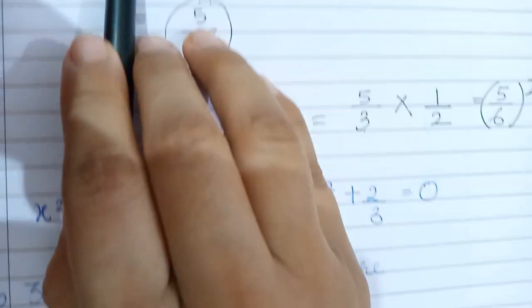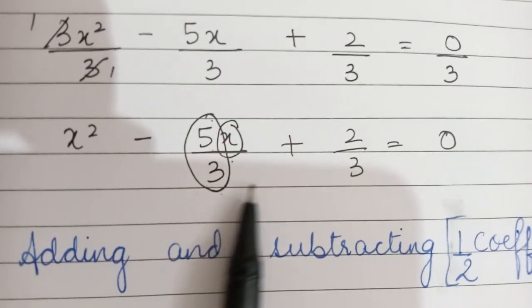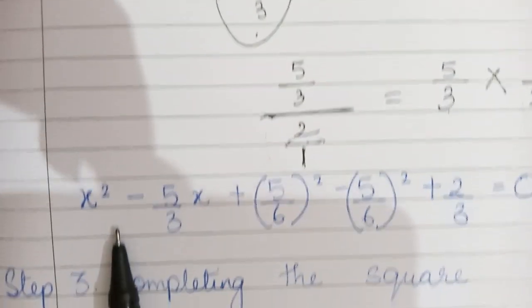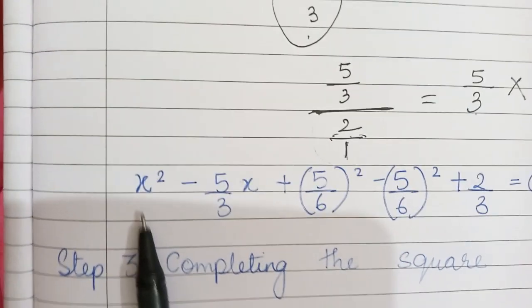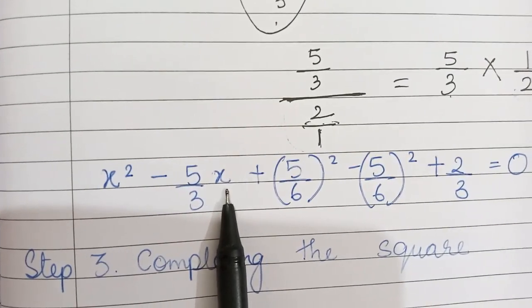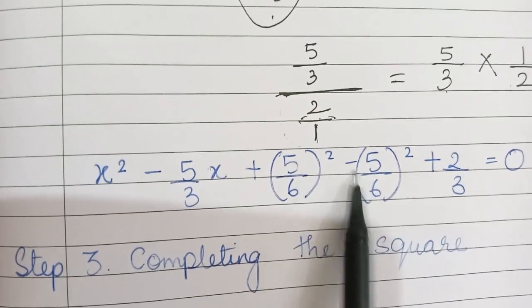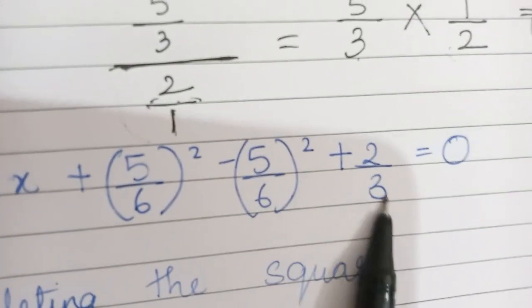Our original equation was x² − (5/3)x + 2/3. Now adding this coefficient, we get a new equation, that is x² − (5/3)x. Now we have to add and subtract. So we are adding (5/6)² − (5/6)² + 2/3.